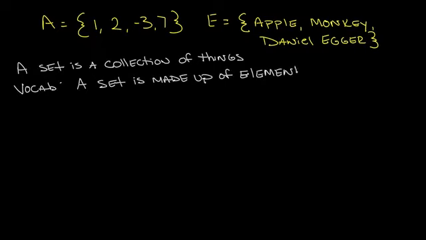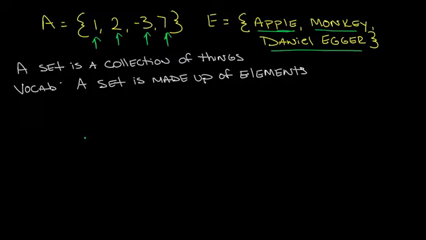So in this example we have here, the set A is made up of 4 elements: the element 1, the element 2, the element minus 3, the element 7. This example on the right, the set E is made up of 3 elements: the element apple, the element monkey, and the element Daniel Egger. There's really no requirement on what those elements are. A set can really be made up of any things. We tend to use these braces to contain the set. These are the things inside the set.